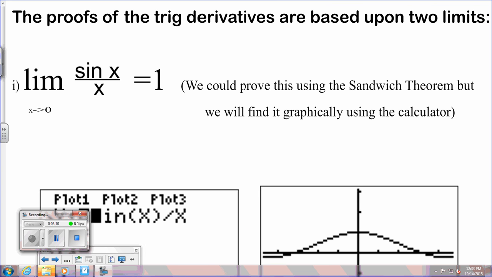Okay. So today we want to find out the derivatives of the 6 trig functions. And sine and cosine take a little bit of work. The rest are easy. We just use the quotient rule. Now, in order to get the derivatives of sine and cosine, we need to know these 2 limits.